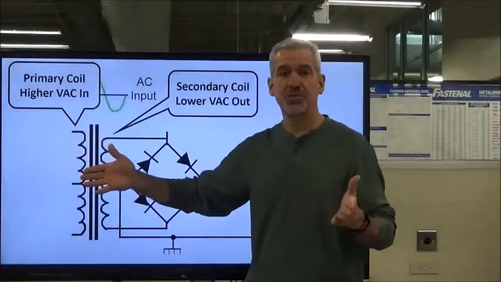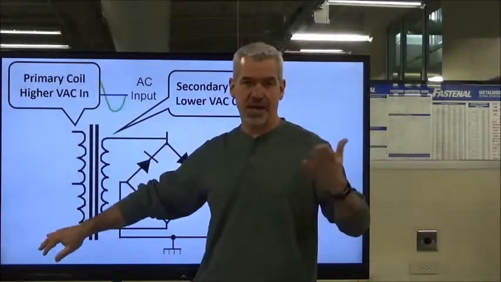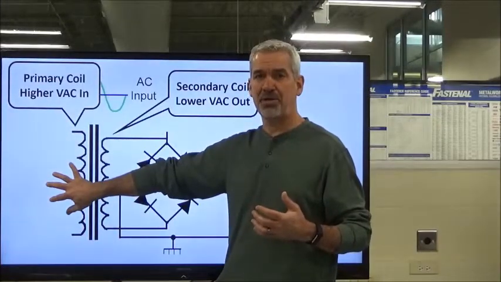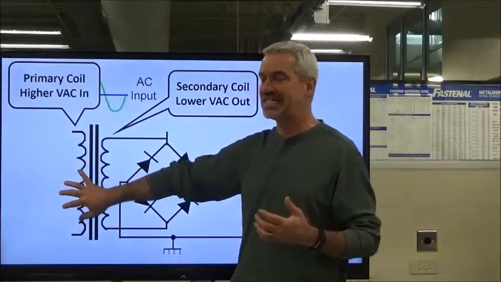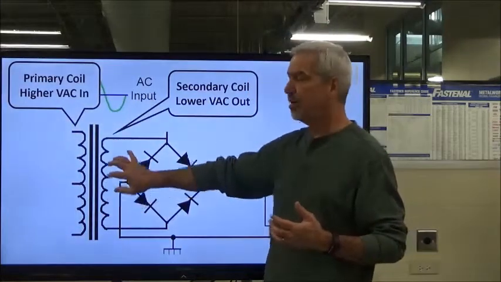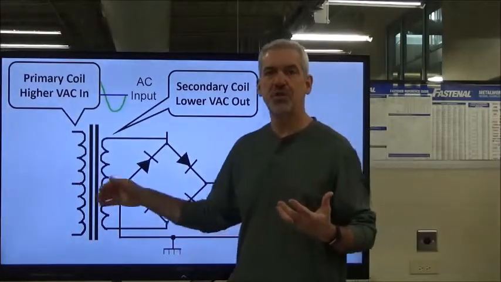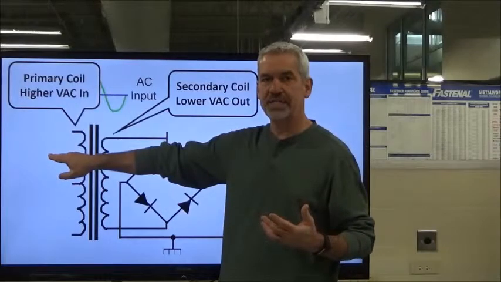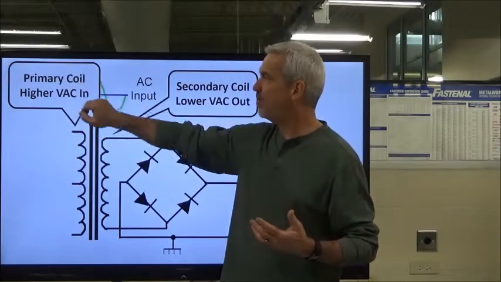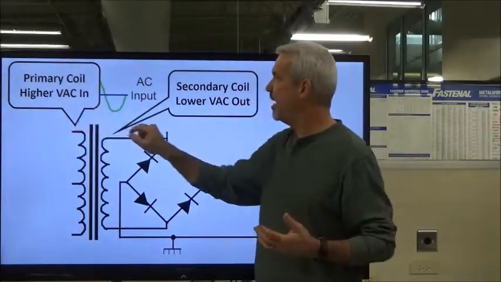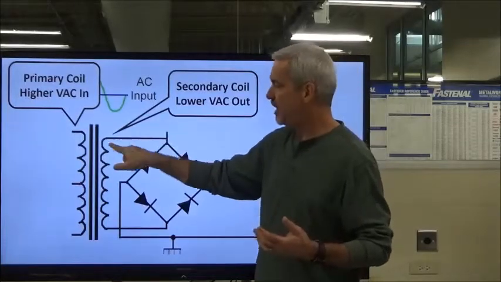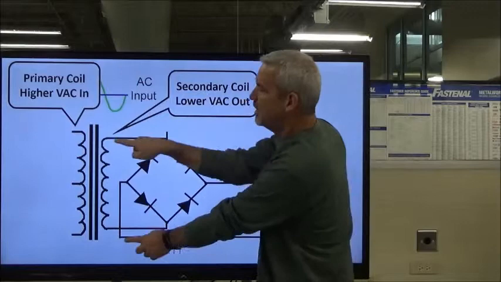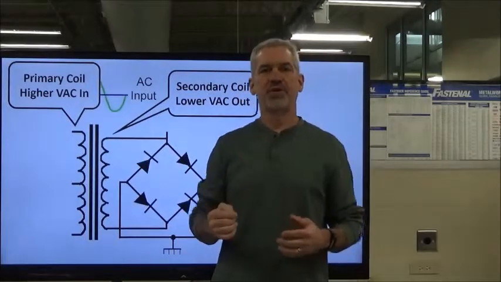For example, I'm just going to use a round number, 120 volts, household current, okay? Put 120 volts into the primary coil of our transformer. It steps it down to a lower voltage. And in this case, I'll just use 24 volts AC, okay? So we've got 120 volts AC coming in to the primary coil. That's our higher voltage going in. And as a result, at these 2 points right here on the secondary coil, we get the lower 24 volts AC.